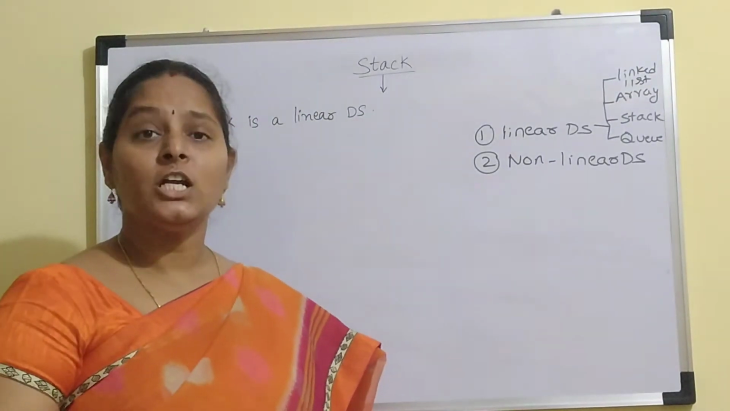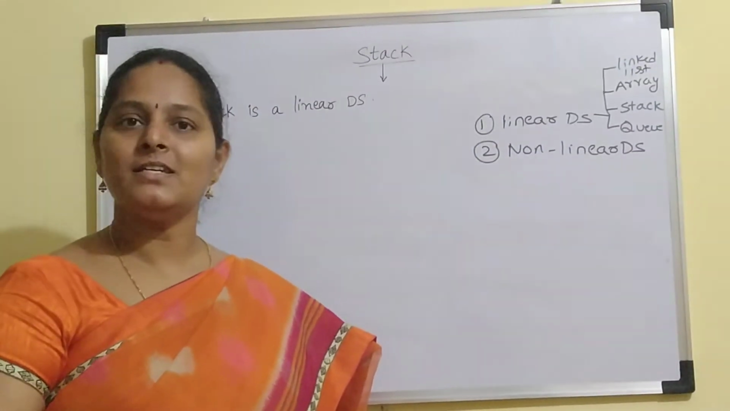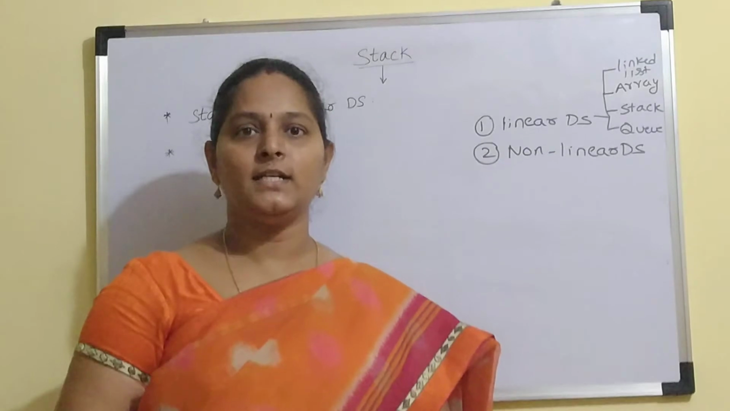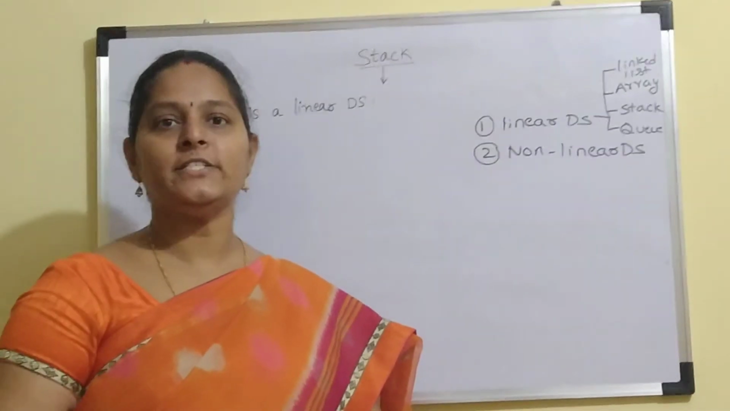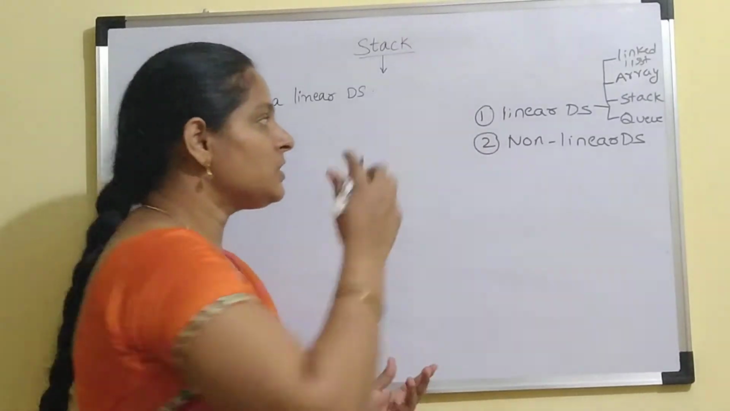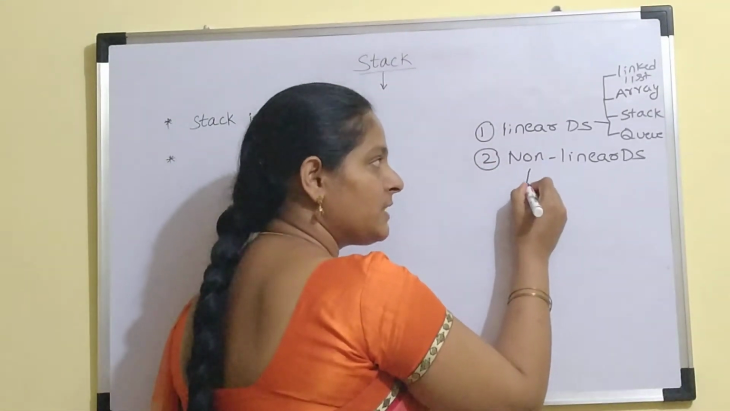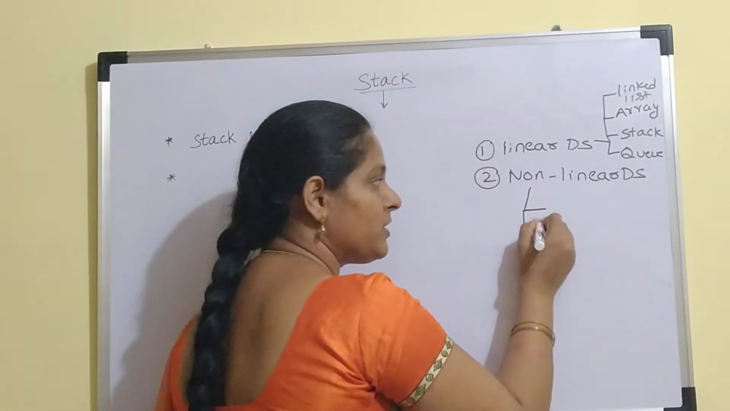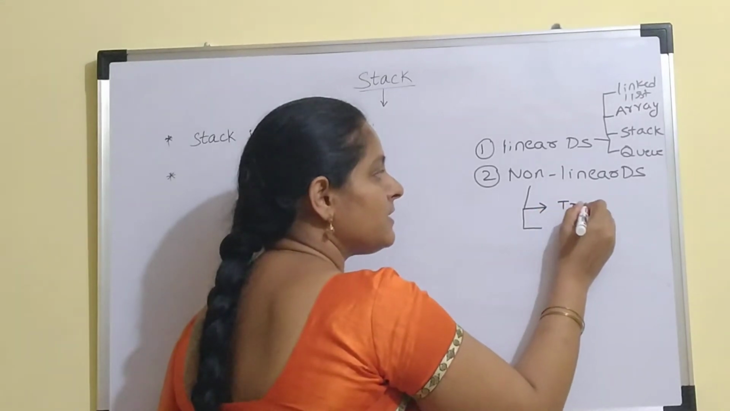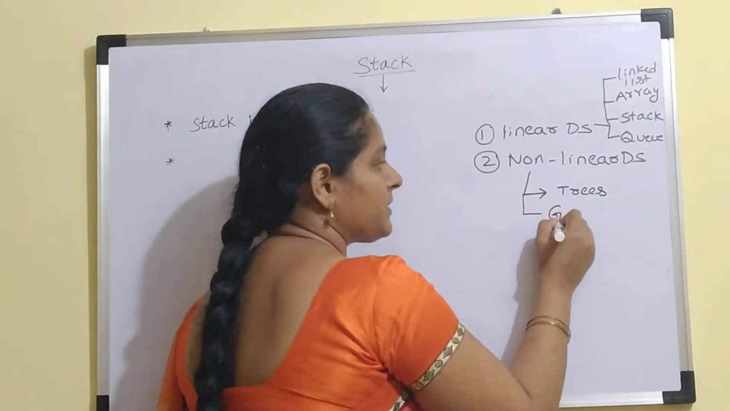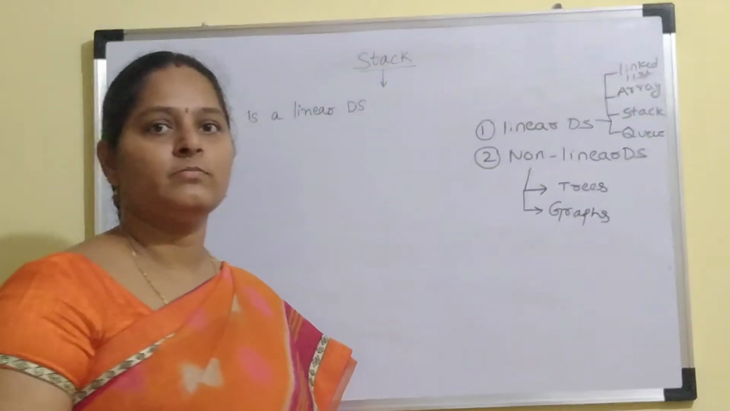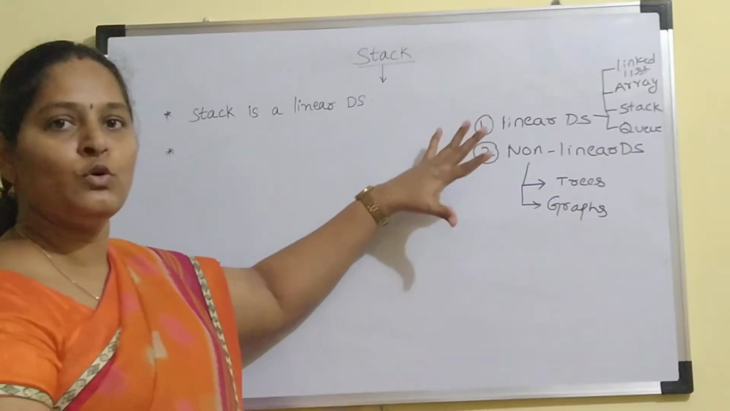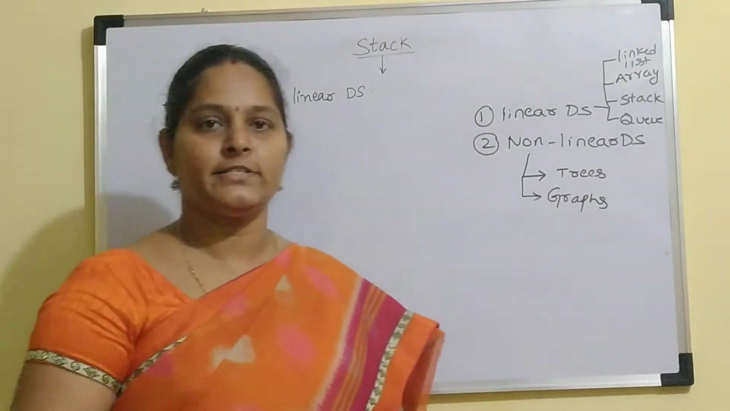The second category is non-linear data structure. It means there is no specific order for storing the data in the memory. Here the data will not be arranged in a sequential manner. So the example data structures that come under non-linear data structure are trees and graphs. These are the general overview of the categories of data structures.